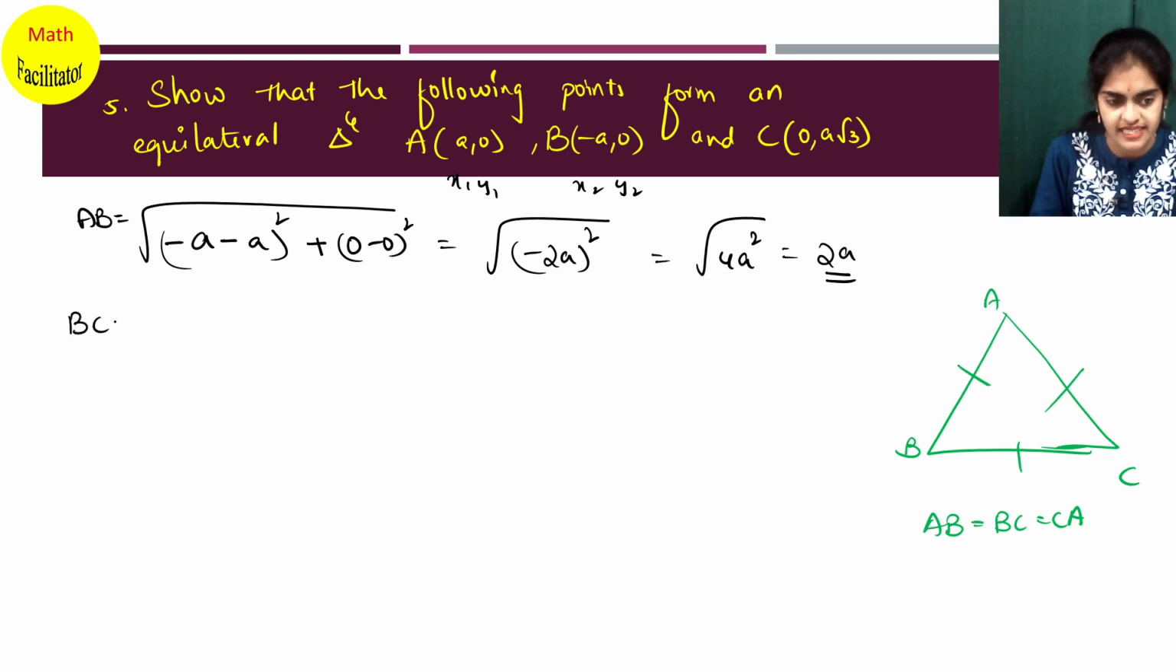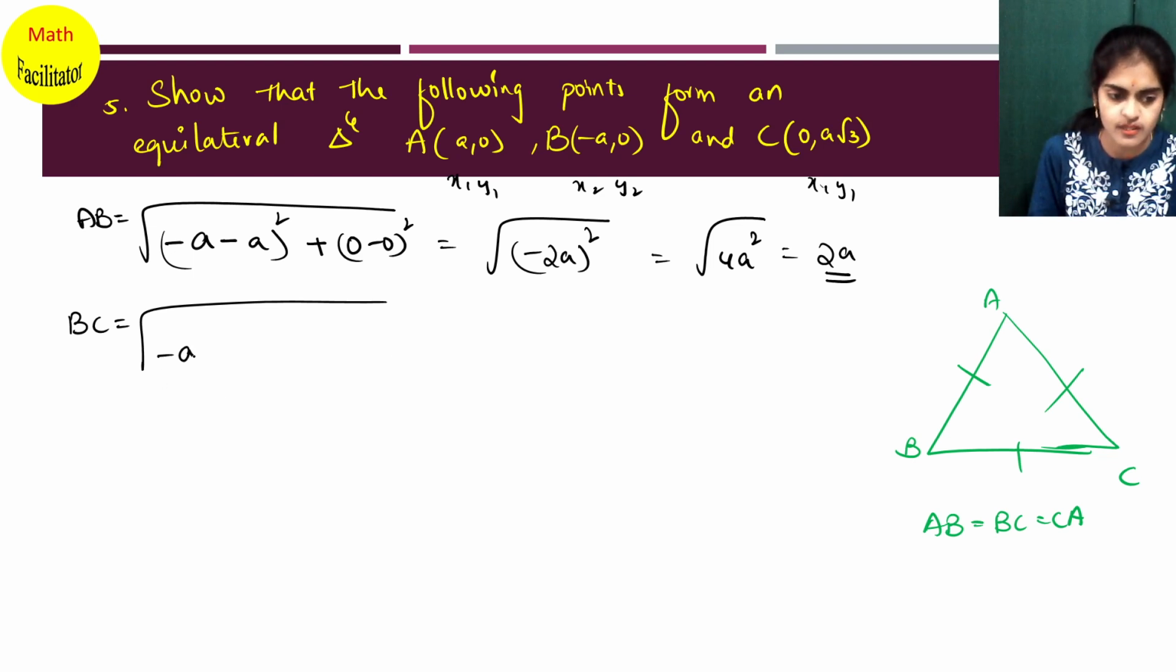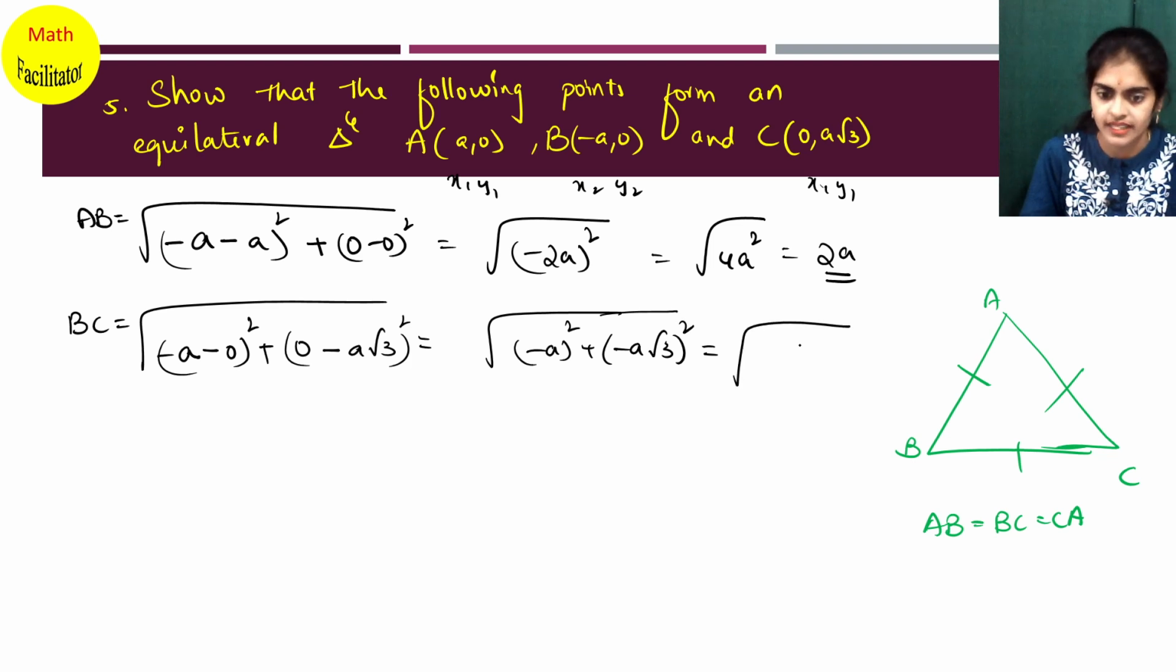Now let us find BC. BC is again root over. This is x2 y2, isn't it? Let us take this as x1 y1. So B and C, there is no order. You can take any point as x1 y1, any point as x2 y2, no problem. Okay. So x2 minus x1 the whole square plus y2 minus y1 the whole square. So how much are you getting here? Minus a whole square plus minus a root 3 whole square. The final answer you'll get is the same.